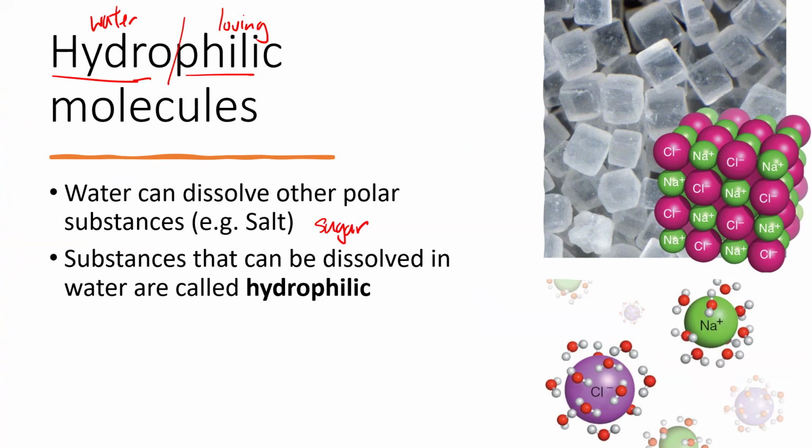So when you put sodium chloride, when you put salt into water, the chlorine is negative, and it's going to be surrounded by the hydrogens of the water. Whereas the sodium is positive, and it's going to be surrounded by the oxygen in the water.